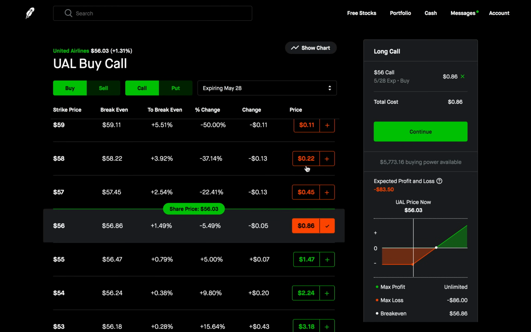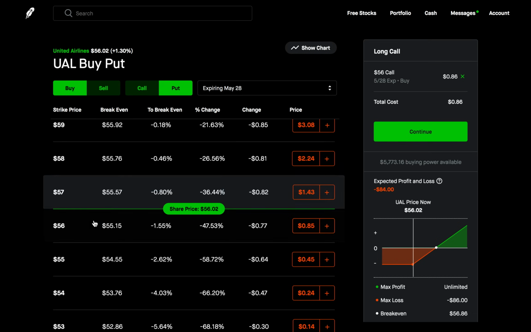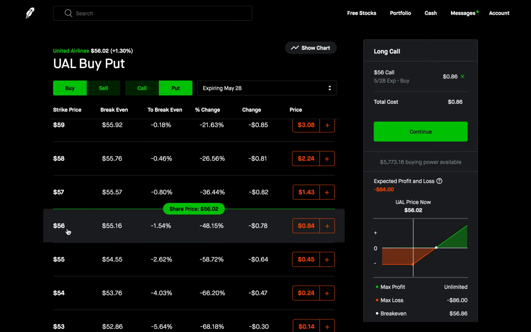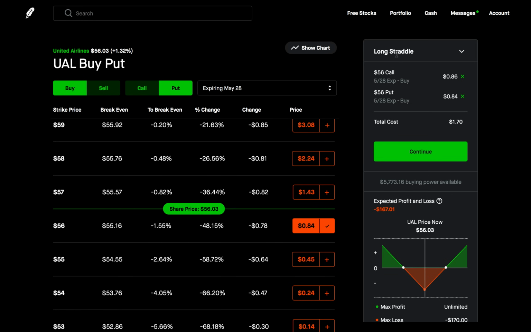Now I want to buy a put as well. And that put will also be at the money. So again, where the strike price is as close to the share price as possible. That's also going to be the 56 strike. For buying this put, I'm going to pay about 85 cents per share or about $85 for this contract. So I'm going to go ahead and do that. That alone by itself is a long straddle. We've talked about that before, but that's not what we want to do here.